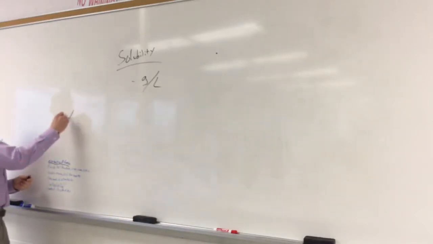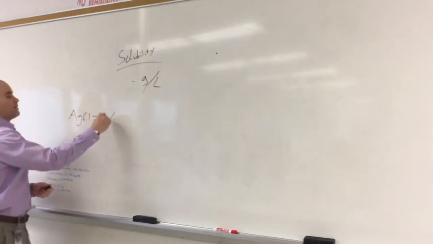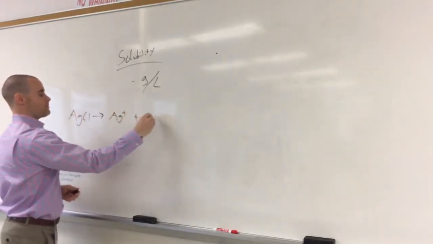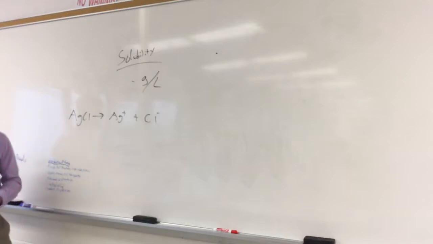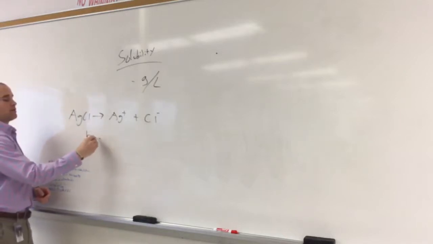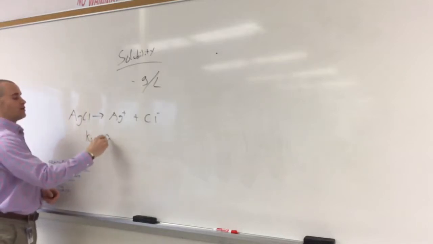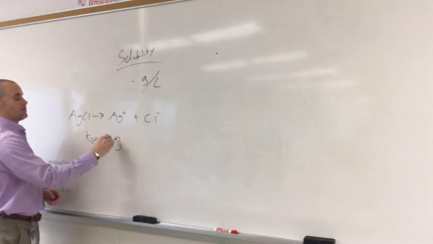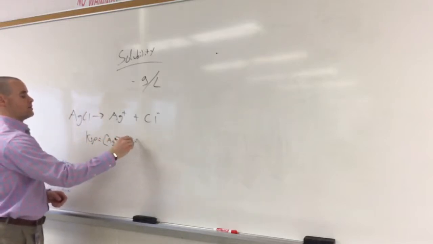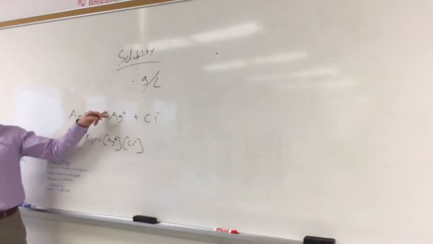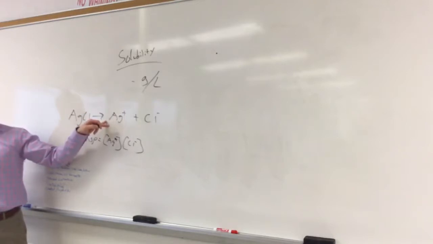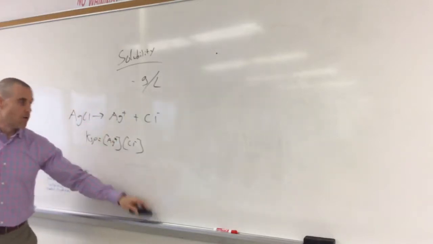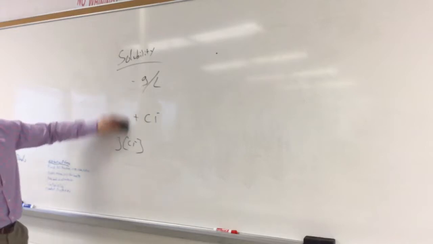If I want the KSP of AgCl, how would I write that? KSP equals the concentration of Ag plus times the concentration of Cl minus, right? And if there was a 2 in front of Ag, what would I do? Square it. I would square that, right? Okay. So we're going to solve some problems right now.